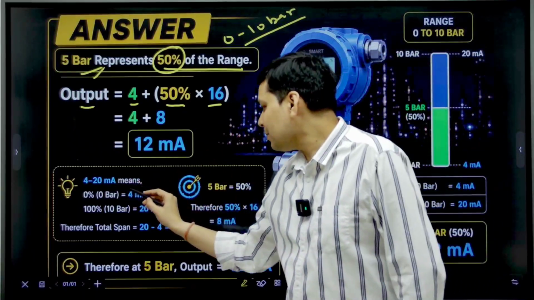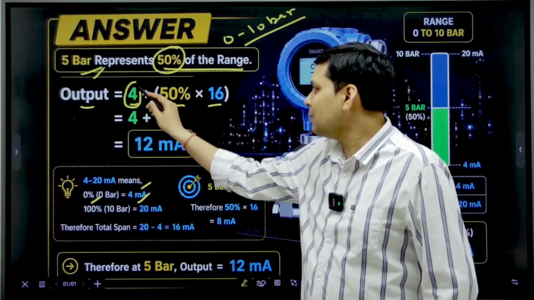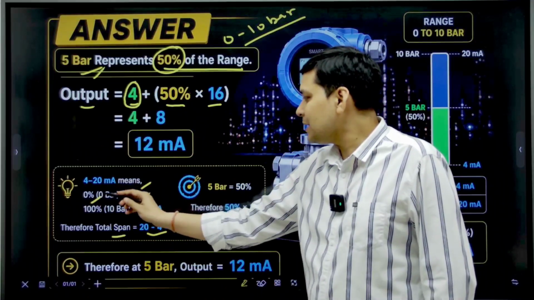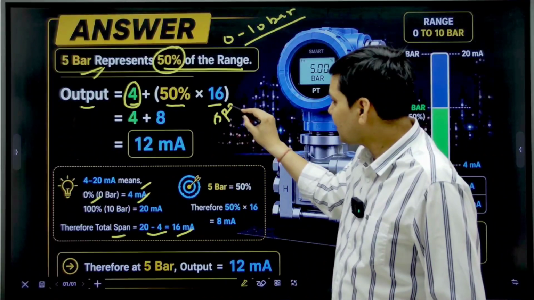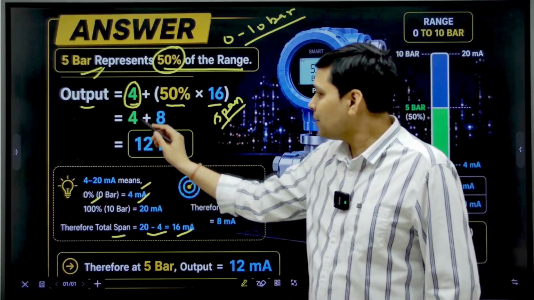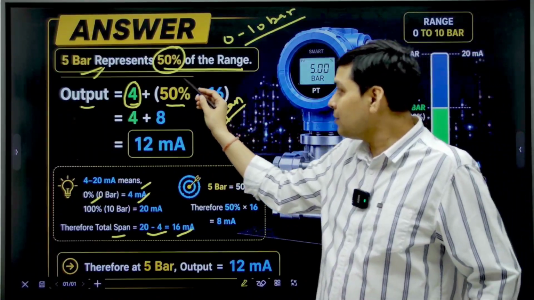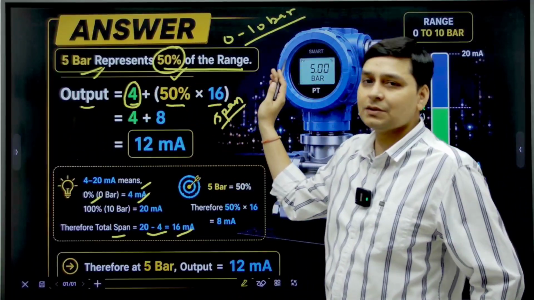Here 4 to 20 milliampere means at 0% it will be 4 milliampere, so we are taking 4 here. And span will be 20 minus 4, that is 100% minus 0%, 16 milliampere. So here we are taking span. Okay, here we are taking 4 milliampere because the signal is 4 to 20 milliampere. And here we are taking 50% because 5 bar represents 50% of the range.